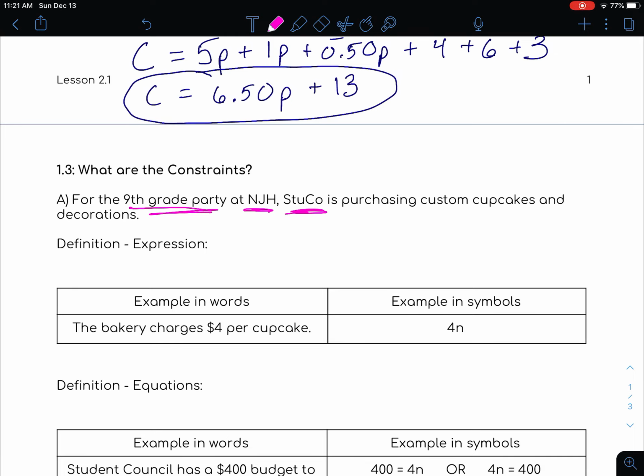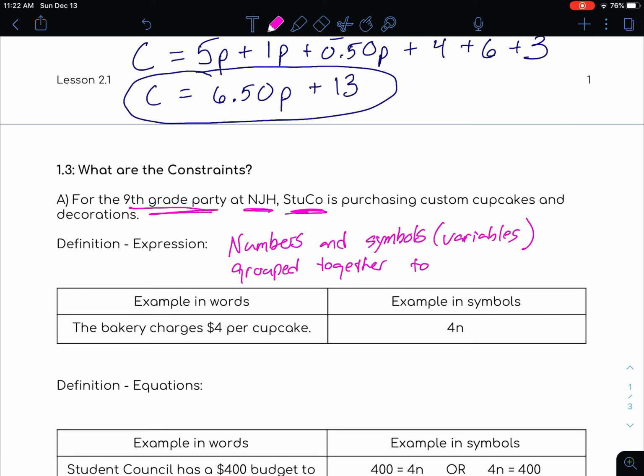Okay, so we're going to need to be thinking about a few things here. So first off, in algebra, which is really what we're getting into now after our first unit, we're now getting into our algebraic unit, right? We have something called expressions. So expressions in an algebraic context are numbers and symbols. And sometimes those symbols are variables. Usually they are variables that are grouped together to show something.